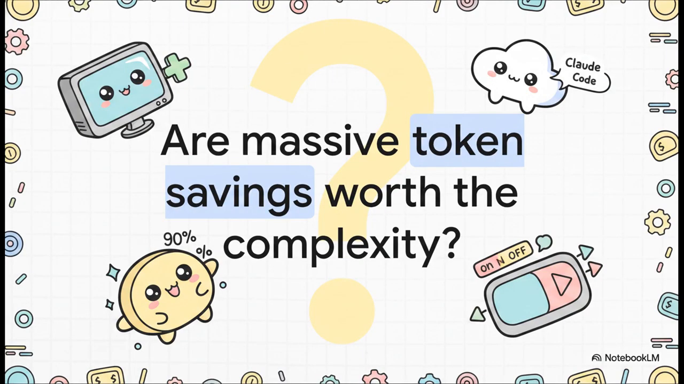So, I want to leave you with this final thought as you head back to your terminal today. Slashing your token usage by 90% is incredible for sure, but are those massive token savings actually worth the added complexity to your workflow? Understanding exactly when to apply these tools, and maybe more importantly, when to turn them off, is what will truly make you a master of agentic coding.